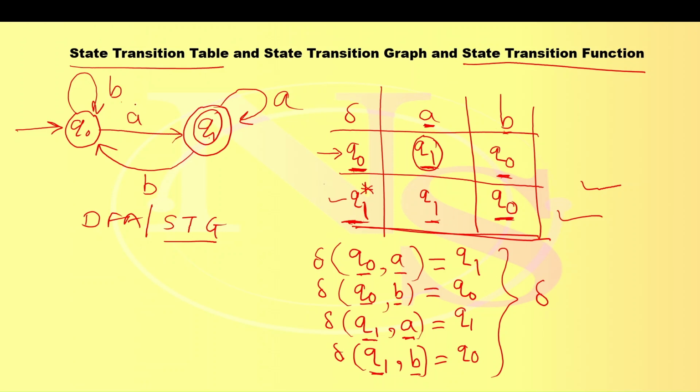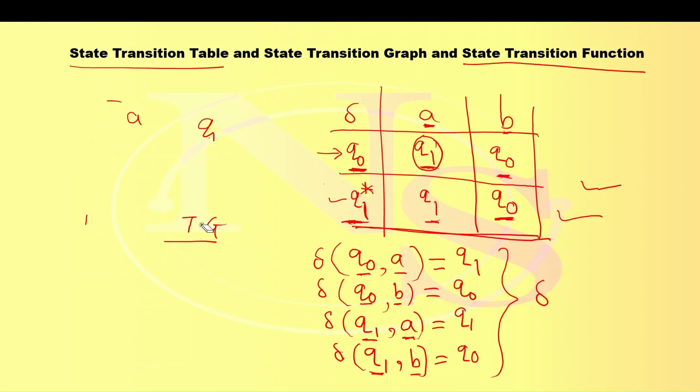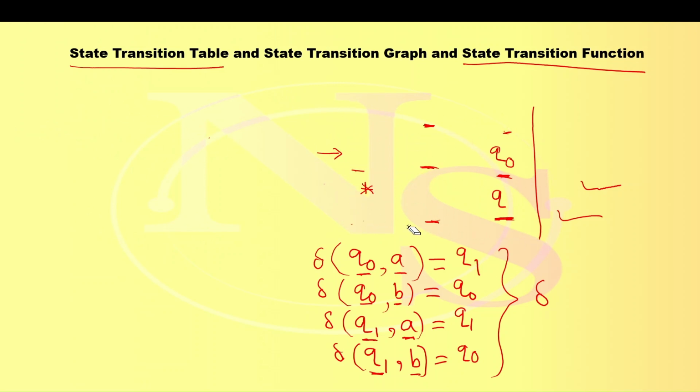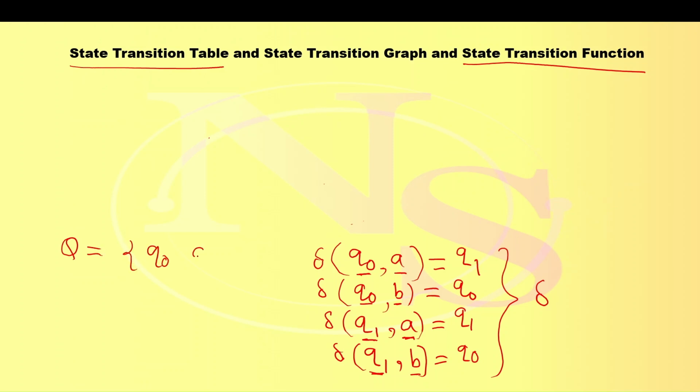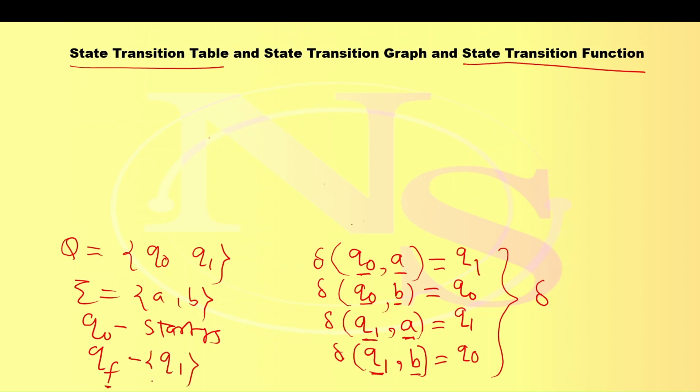Another possibility: maybe in your NST exams, they might give you only the state transition function and ask you to draw the DFA from the given state transition function. Along with the state transition function, they will give you the number of states, which one is final, and which one is the starting state. For example, they may mention there will be two states, Q0 and Q1. They will tell you sigma also, A comma B. Q0 is the starting state, and the final state QF, where F means final, will be Q1.